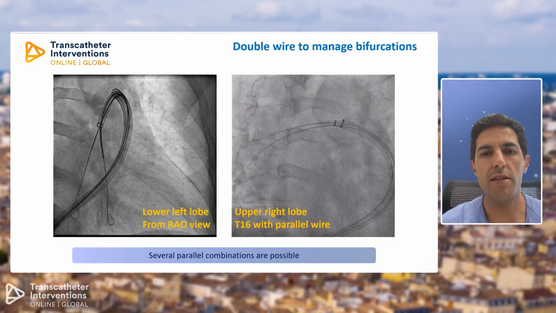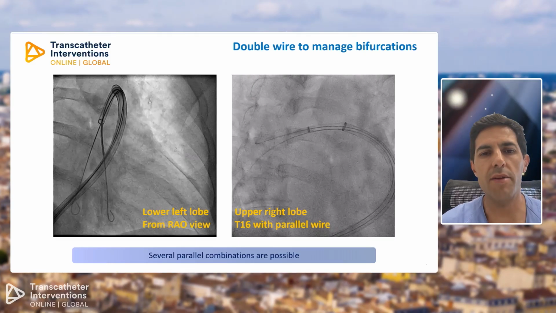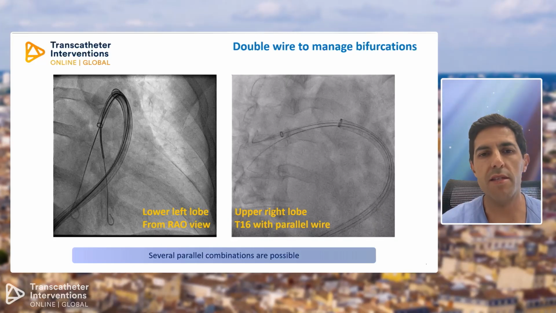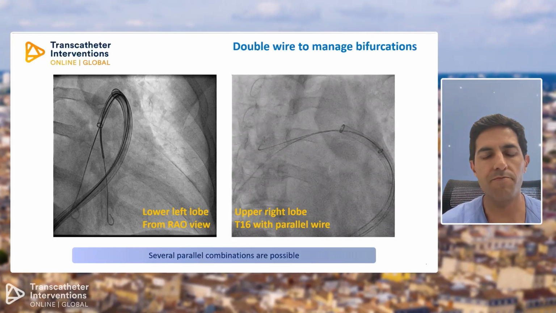In this case, this is parallel wiring, one stability wire on the lower lobe, and in parallel I am advancing the T16. There's enough room for both systems.